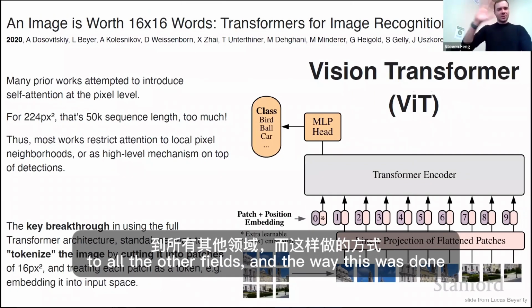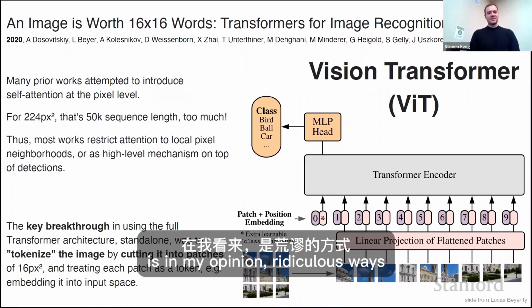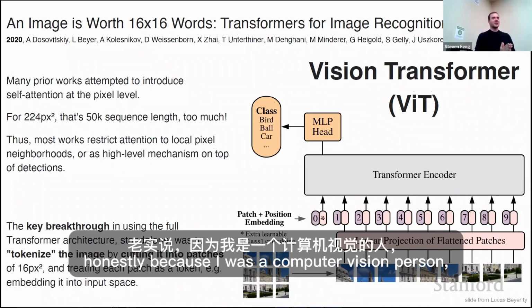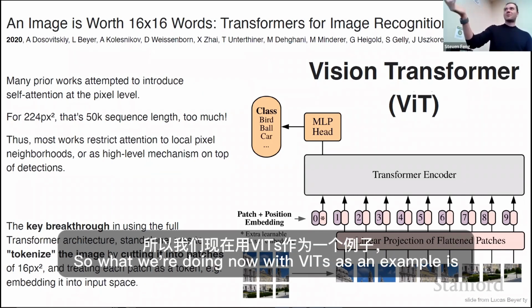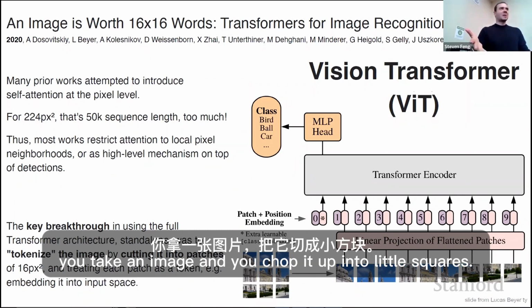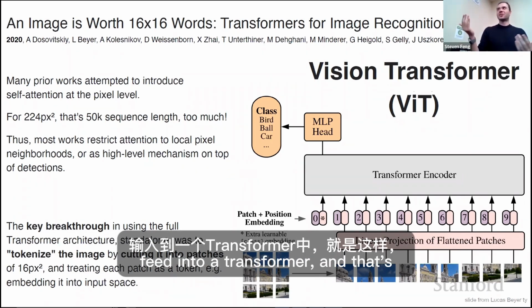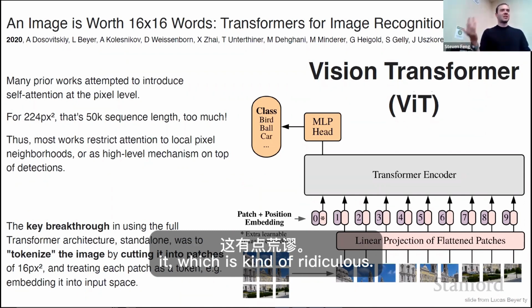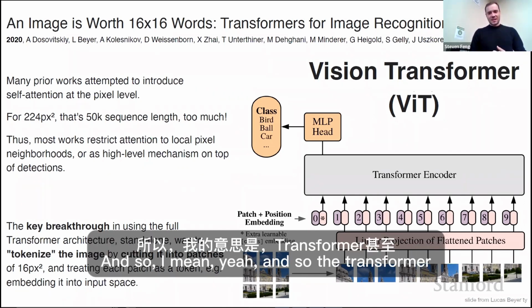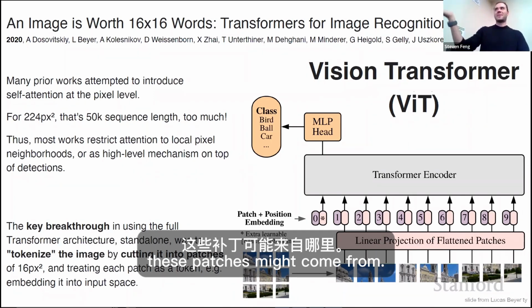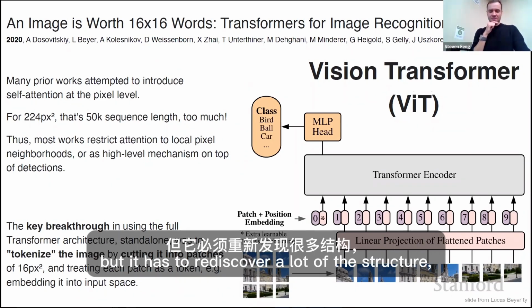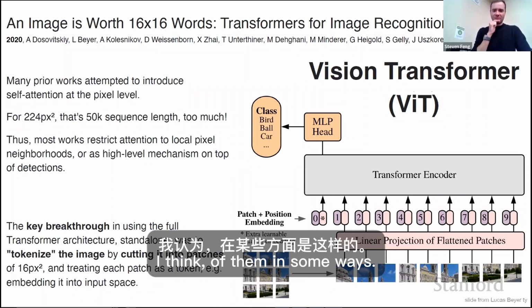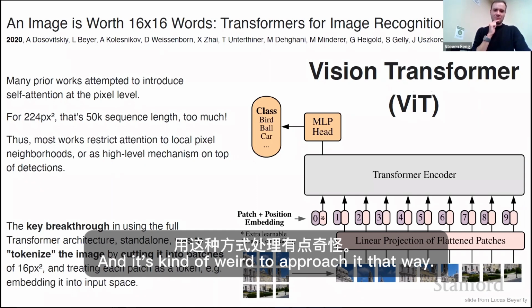So transformers have been applied to all the other fields, and the way this was done is, in my opinion, in kind of ridiculous ways, honestly, because I was a computer vision person, and you have ConvNets, and they kind of make sense. So what we're doing now with ViTs, as an example, is you take an image and chop it up into little squares, and then those squares literally feed into a transformer, and that's it, which is kind of ridiculous. And so the transformer, in the simplest case, doesn't even really know where these patches might come from. They are usually positionally encoded, but it has to sort of rediscover a lot of the structure of them in some ways. And it's kind of weird to approach it that way.